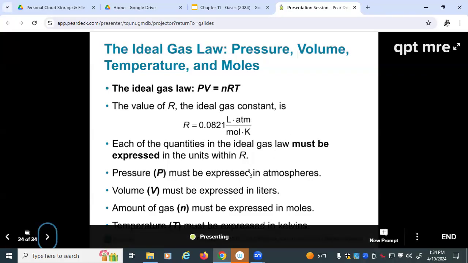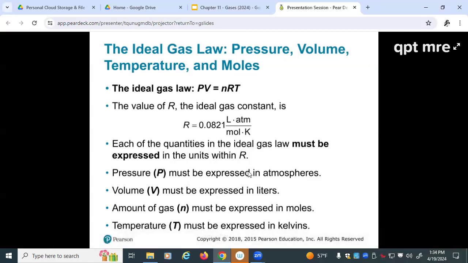So what that means is that if we have units of pressure or volume that are not liters and atmospheres, we're going to need to convert them. Probably the most common places for that would be if we were given milliliters instead of liters, we're going to have to convert the milliliters to liters by dividing by 1,000. If we're given torr or millimeters of mercury instead of atmospheres, we're going to have to do that conversion.